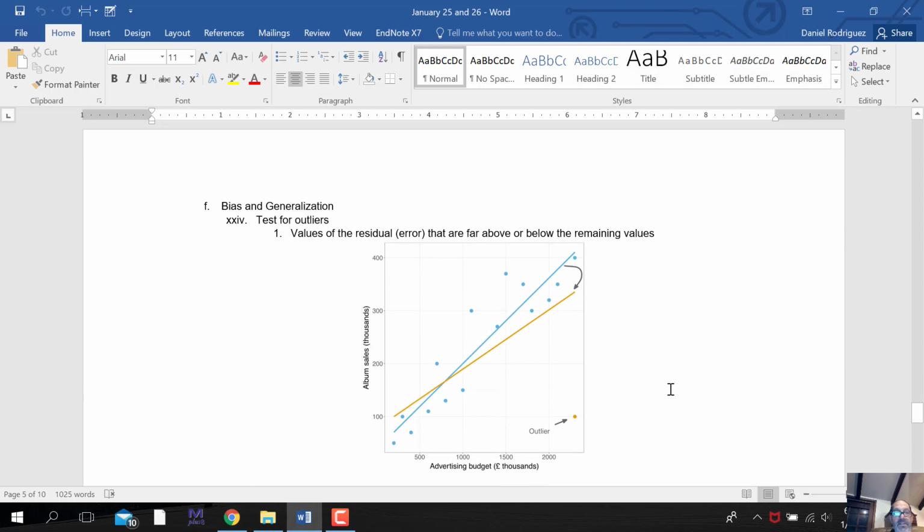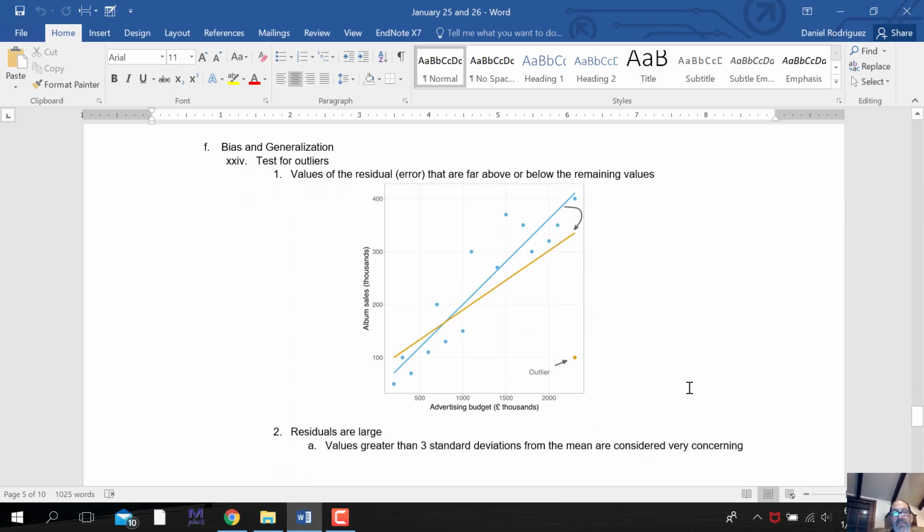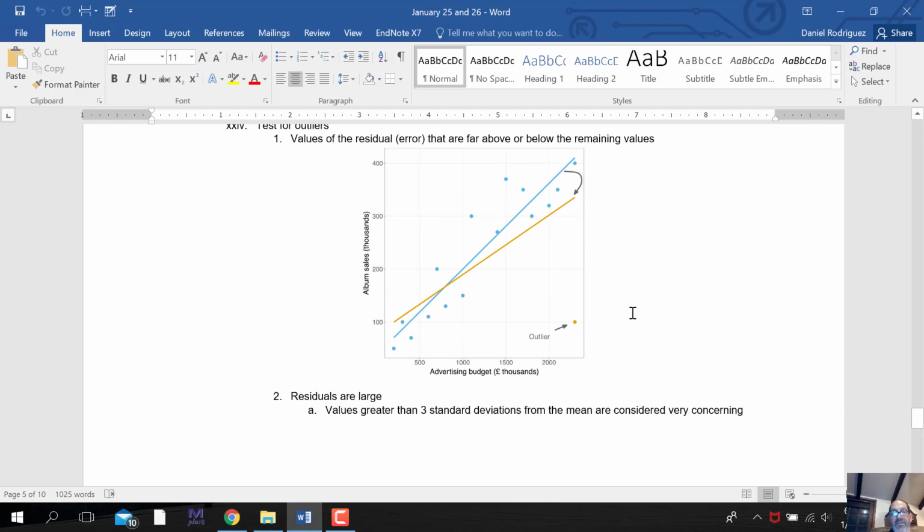Okay, so let's talk a little bit more about outliers and other problematic effects. So what's an outlier? An outlier is a case that has a very high residual, right? What represents a high residual could be anywhere from 2 to 3 standard deviations from the mean. So it has a very high error term. The predicted value is very different from the actual value.